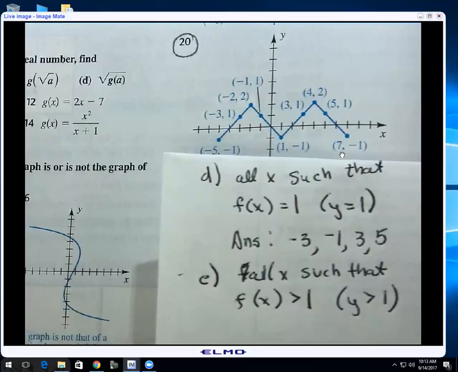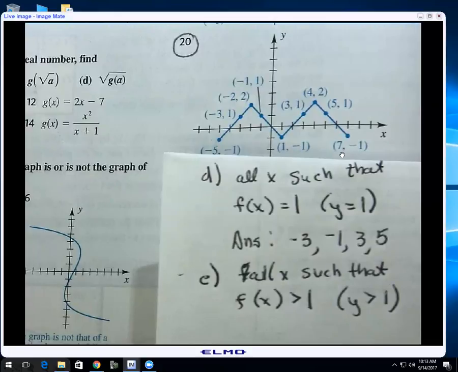So when I ask you for all the points where y is bigger than 1, I'm not just asking you for the labeled points. I'm asking you for all points. You'd have to write that as an interval. For what interval are the y's bigger than 1? From negative 3 to negative 1, and from 3 to 5. Here to here and from here to here.